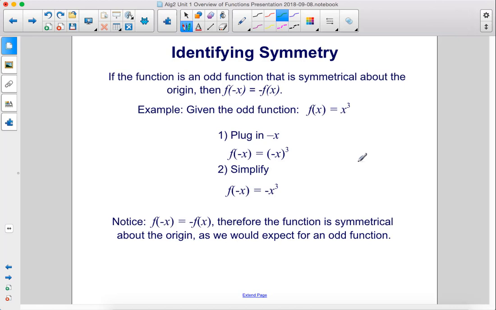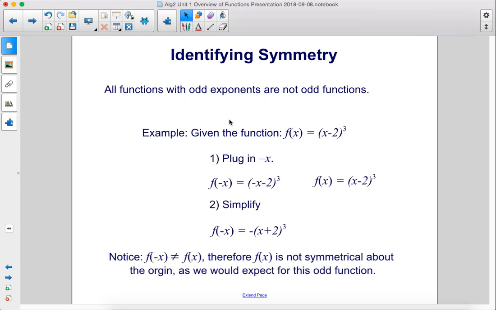If the function is an odd function that is symmetrical about the origin, then f of negative x equals negative f of x. For example, given the odd function f of x equals x cubed, plug in negative x. That gives us negative x cubed. Simplified, that is negative x cubed. Notice f of negative x equals negative f of x. Therefore, the function is symmetrical about the origin, as we would expect for an odd function.